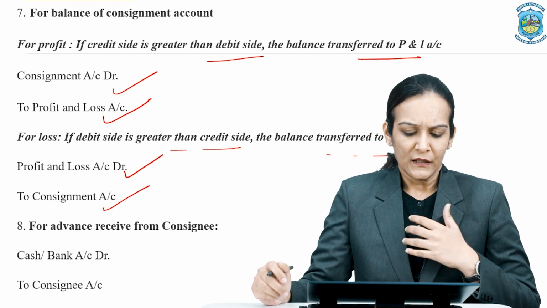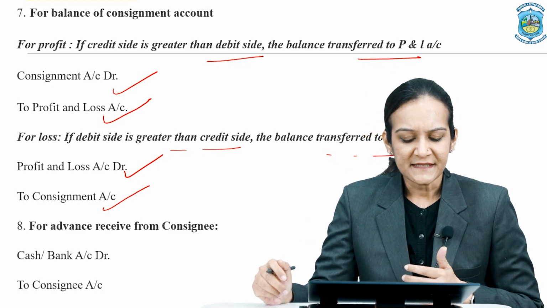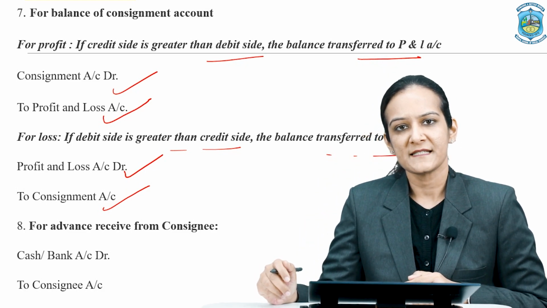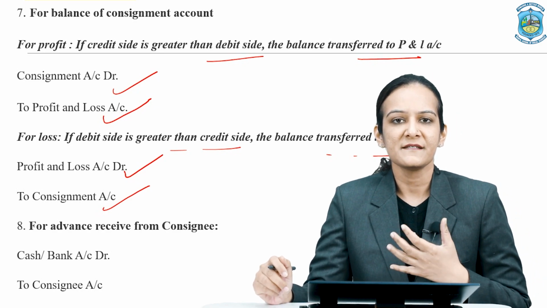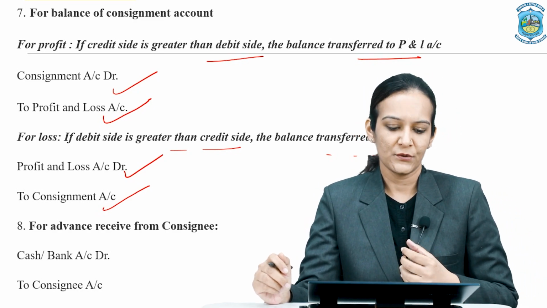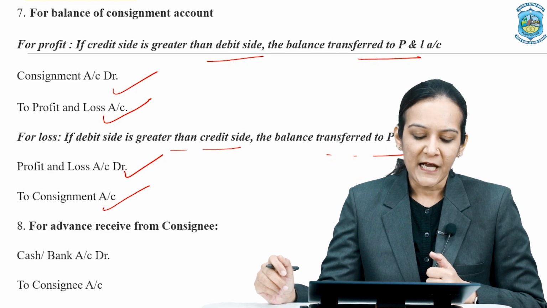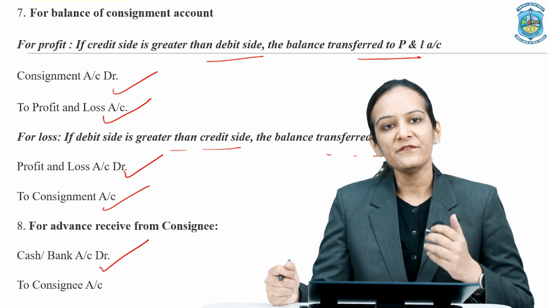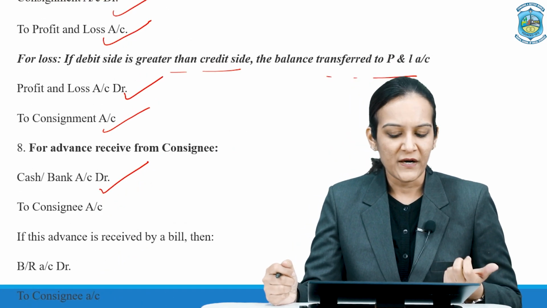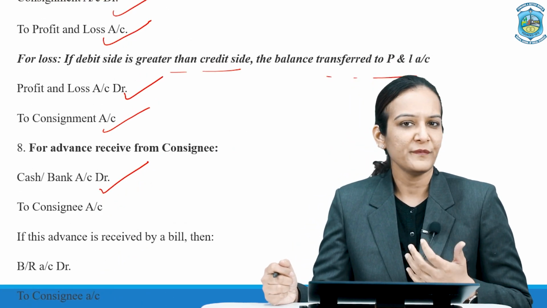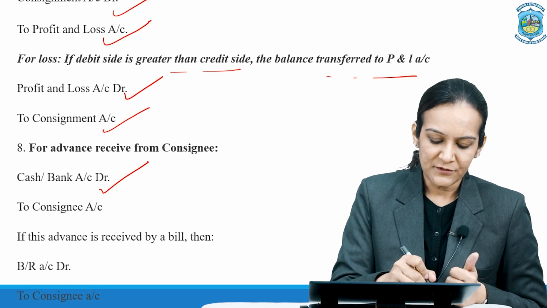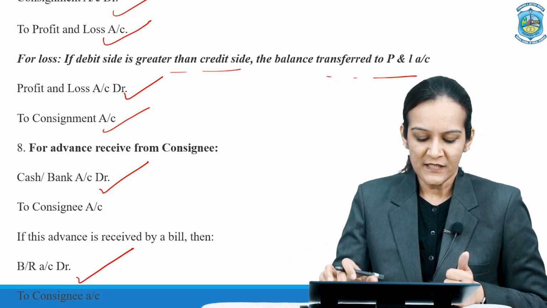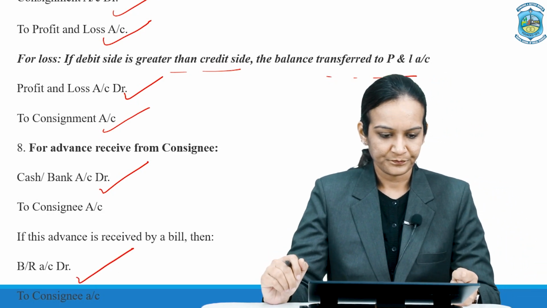Now, for any kind of advance received from the consignee by the consignor, it is the consignor who is getting cash as advance. So the entry will be cash or bank account debit to consignee's account. And if this amount of advance is received in the form of bills, then it is bills receivable account debit to consignee's account.